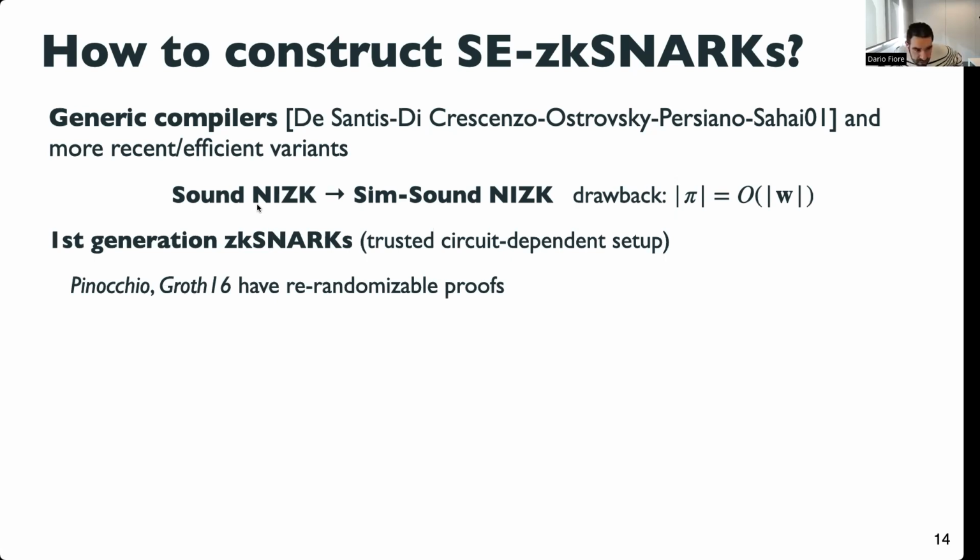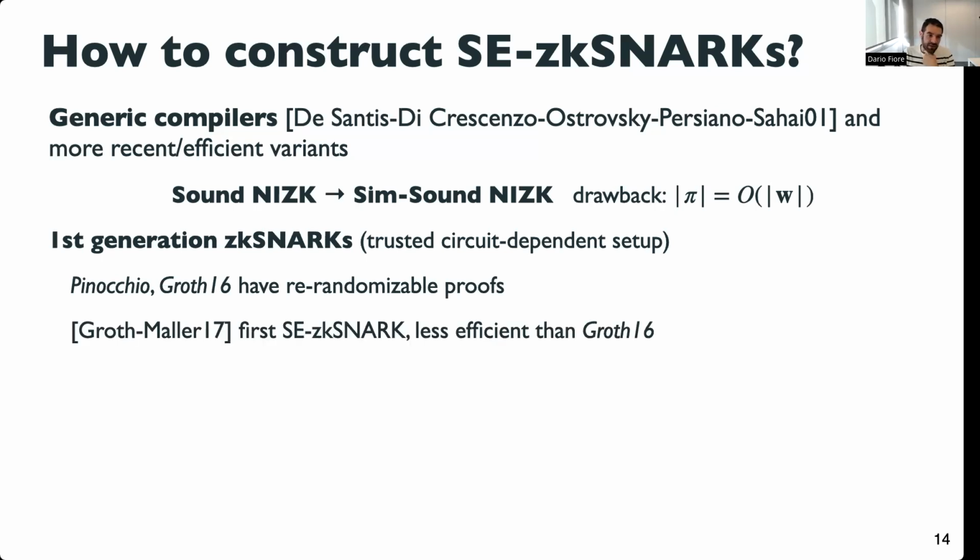Now let me analyze what happens to the first generation of zkSNARKs, by which I mean the schemes that have a trusted and circuit-dependent setup, for example Pinocchio and Groth 16. These schemes have re-randomizable proofs, so strictly speaking they are not simulation extractable. That motivated Groth and Maller in 2017 to propose the first efficient simulation extractable zkSNARK with short proofs. It is a scheme that is less efficient than Groth 16, and not only a bit, because it is also a scheme for a language that is not just quadratic arithmetic problems.